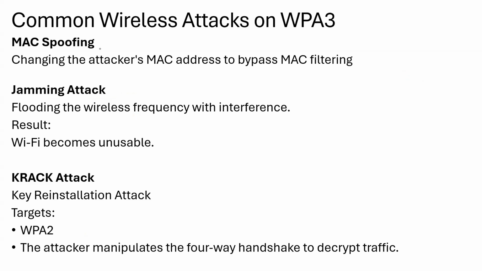Another one is MAC address spoofing. Anyone can change their MAC address to bypass MAC filtering. Jamming attack: flooding the wireless frequency with interference so that Wi-Fi becomes unusable and no new data can be forwarded. KRACK attack, the key reinstallation attack, on WPA2: the attacker manipulates the four-way handshake to decrypt the traffic. So these kinds of attacks are possible here.